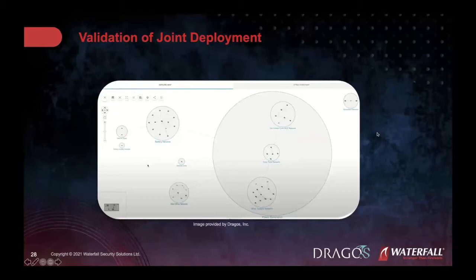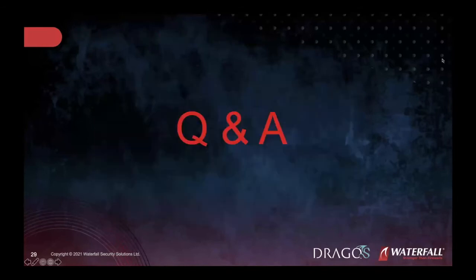Specifically for validating this joint solution, once you put in place the Waterfall solution, the Dragos solution will validate that those communications are being dropped appropriately. There aren't any more direct connections between those insecure networks. With that, I think we get to the Q&A portion, and I'll turn it back to Blase. Okay, thanks. If there are any questions, we're happy to answer them now.